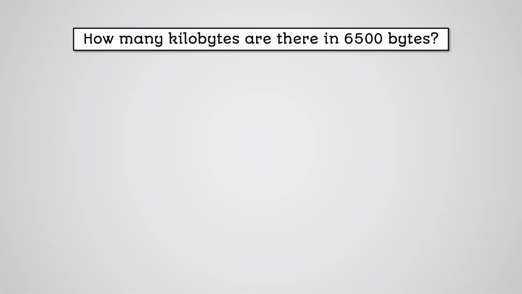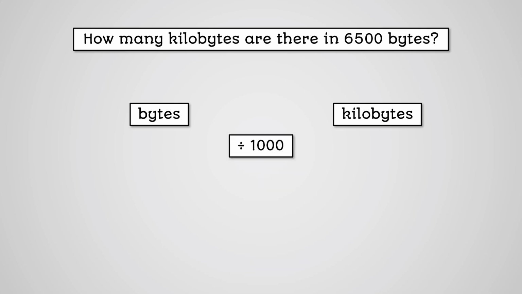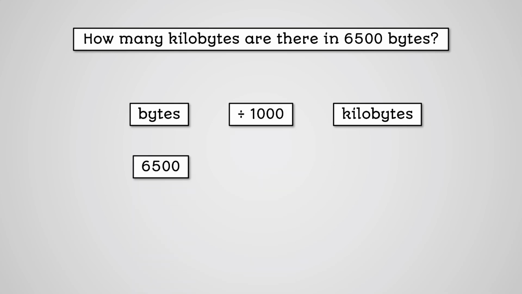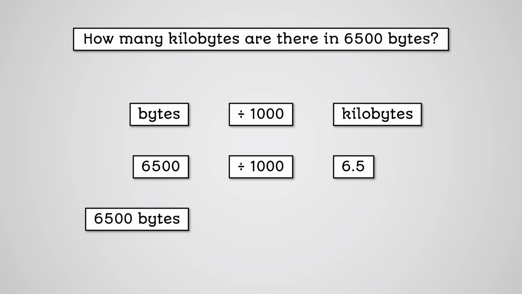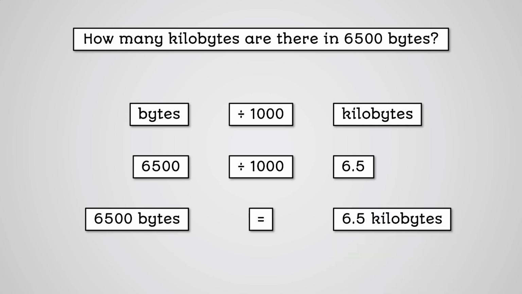Let's now try and do the reverse. How many kilobytes are there in 6500 bytes? To move from bytes to kilobytes, we need to divide by 1000. 6500 divided by 1000 is 6.5. So 6500 bytes is equal to 6.5 kilobytes.